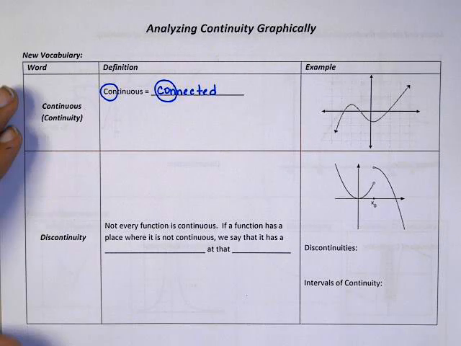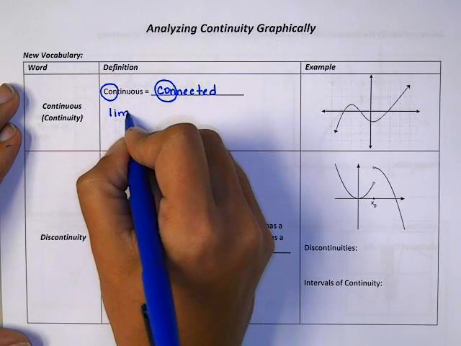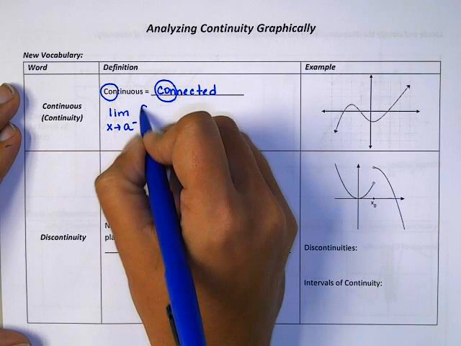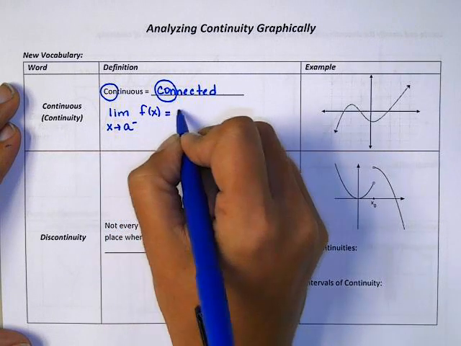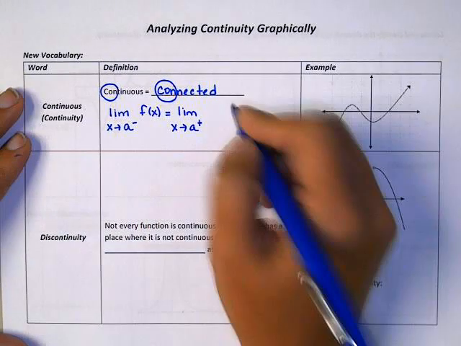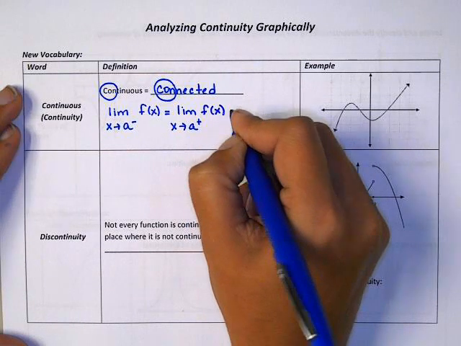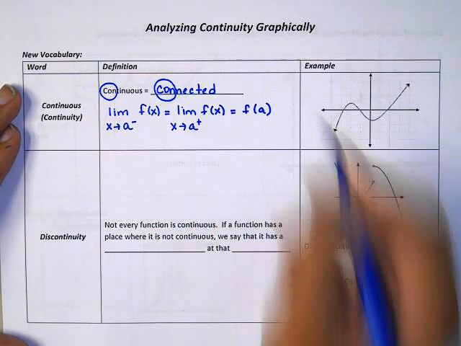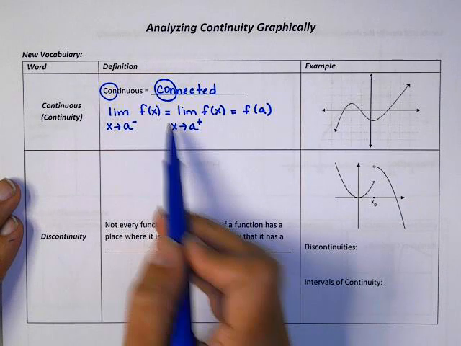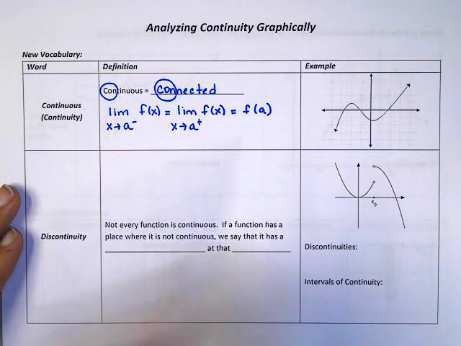Now there are three pieces to continuity that we examine in order to determine whether a graph is connected or not. We want to make sure that the limit as x approaches whatever number we're looking at from the left for our function is equal to the limit as x approaches whatever number we're looking at from the right for our function, which has to be equal to the actual function value. We went through why those three ideas are really important in the activity we did today in class, but that's the technical definition of continuity: the limit from the left has to equal the limit from the right, which has to equal the function value.